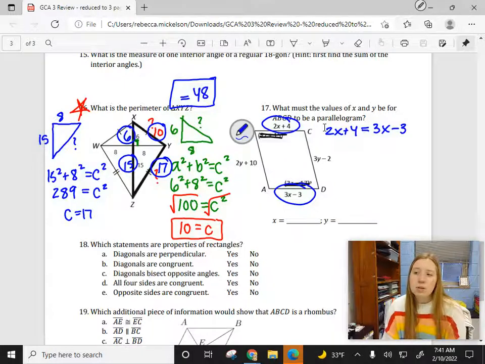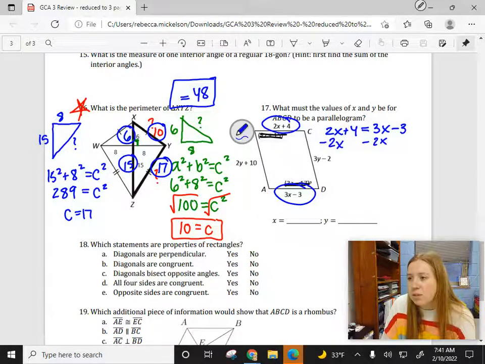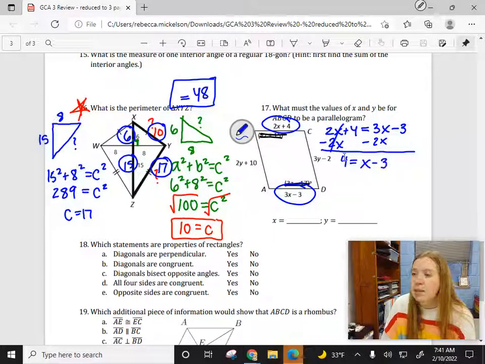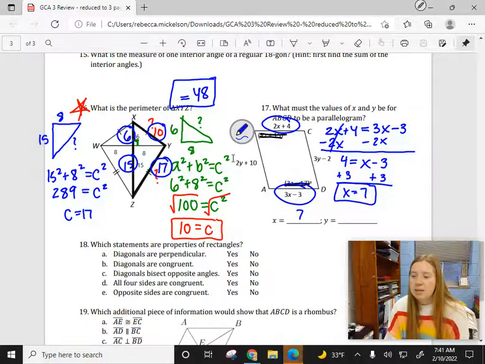These ones are kind of like ones we've seen before in this review, where we have to move our x term to the other side of our equal sign. So I'm going to get 4 equals x minus 3, and then I'm going to add 3 to both sides, and I'm going to get x equals 7. So I'm going to plug in a 7 right down here.